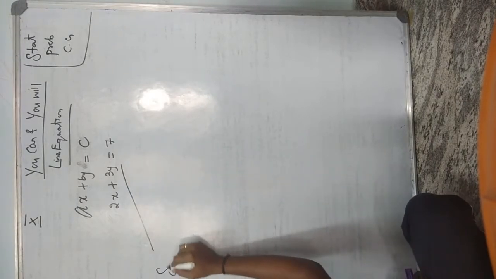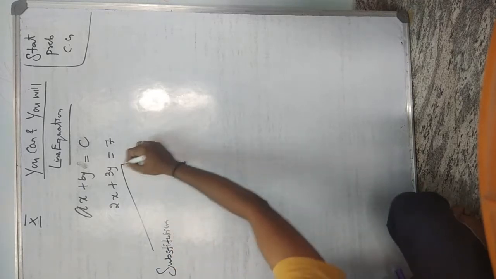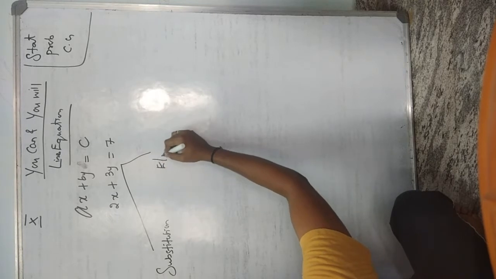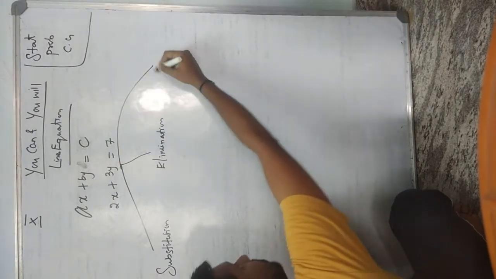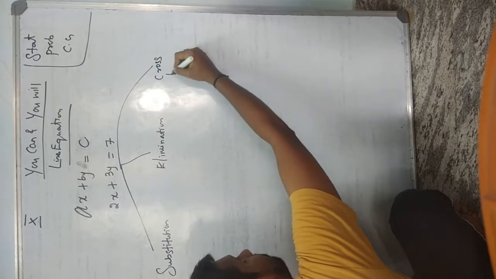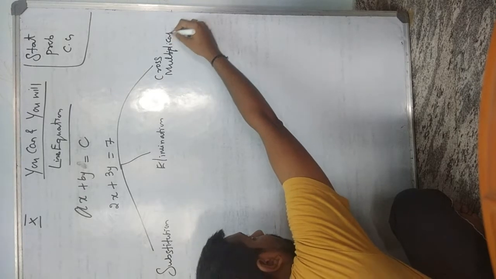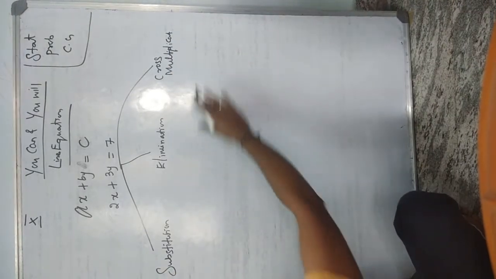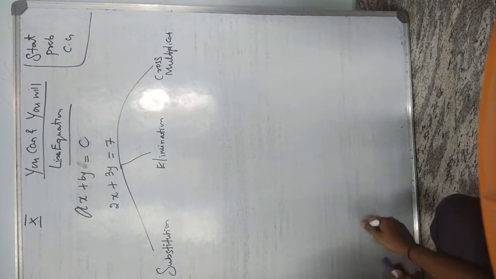The first method is the substitution method. The second method is the elimination method. And the third method is the cross multiplication method. The first two methods I have taught you, and this last method I have not taught you. In this class I'll teach you all three methods. I'll take one sum and teach you very slowly.